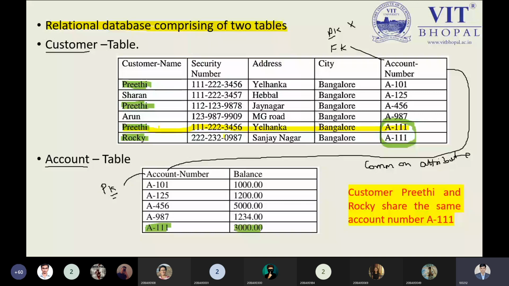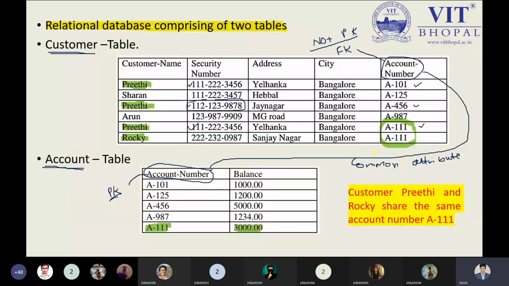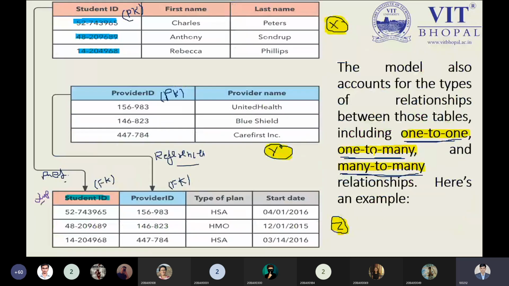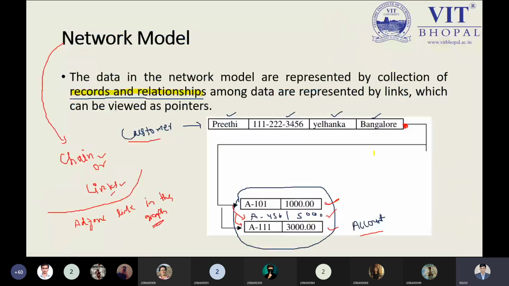You can easily check that Priti is the customer who can be connected with the other table by the account numbers. That is why we are making a network. Observe over here, Priti and Rocky are the two customers associated with the same account number. From this example, we can make the network by making the chain.